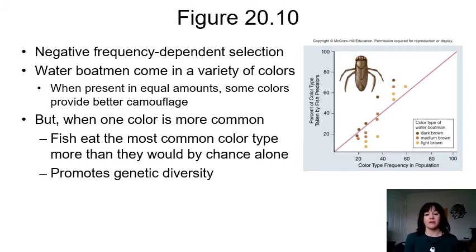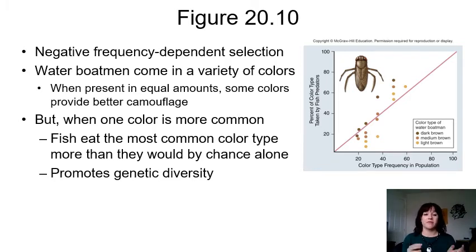So again, originally you have a situation, if you have equal numbers of colors, maybe brown is a good color and it is beneficial because it's a good color for camouflaging in a brown environment. All right, so maybe selection is going to choose that brown color, and you're going to see reduction in variability in future generations, and eventually you're only going to have dark brown boatmen.